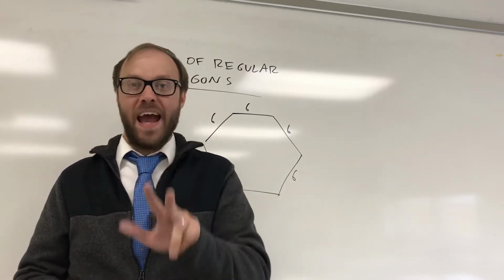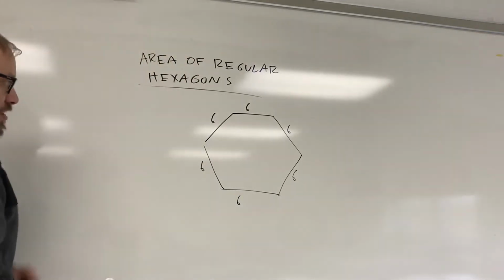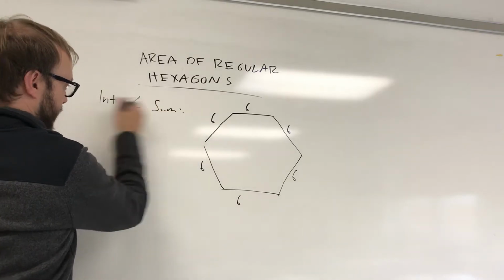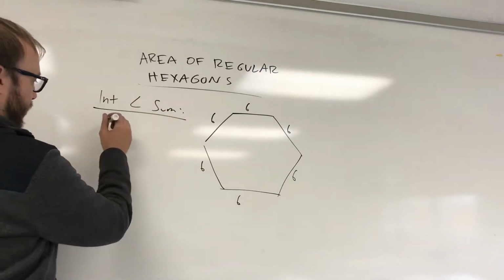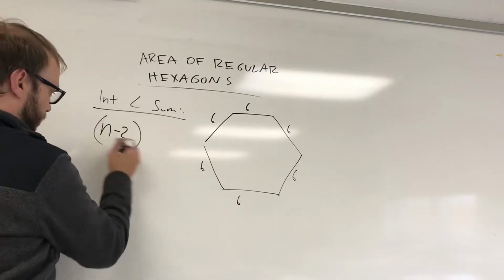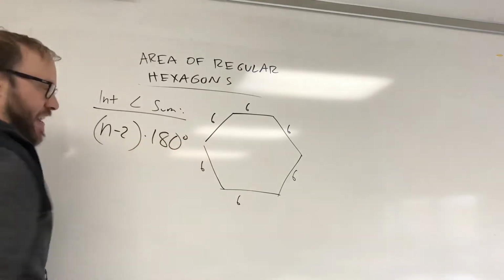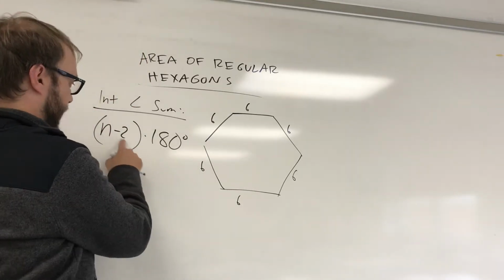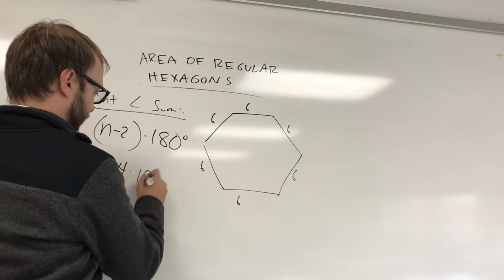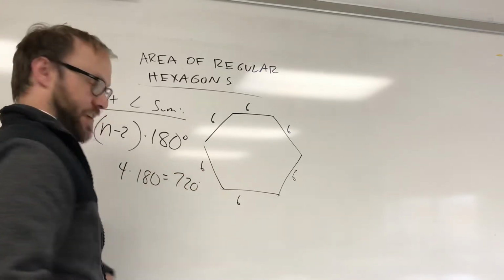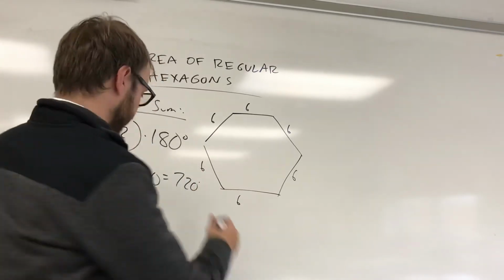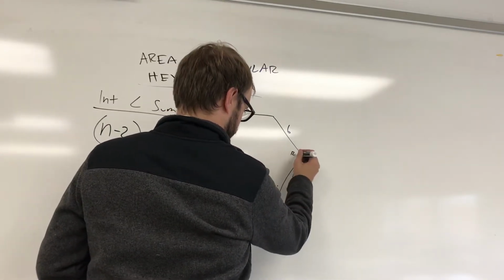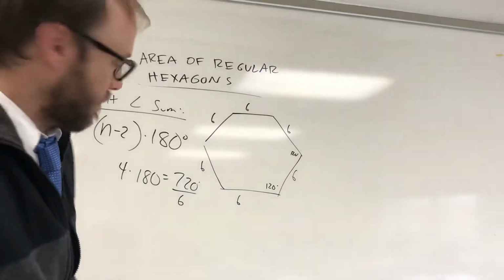three. However, if you forgot, remember that you can find the interior angle sum by multiplying the number of sides minus 2 times 180 degrees. So for a hexagon, 6 minus 2 would be 4. 4 times 180 would be 720 degrees. There's 6 angles. If I divide 720 by 6, I find out that each of these angle measures is 120 degrees. Great way to do this.